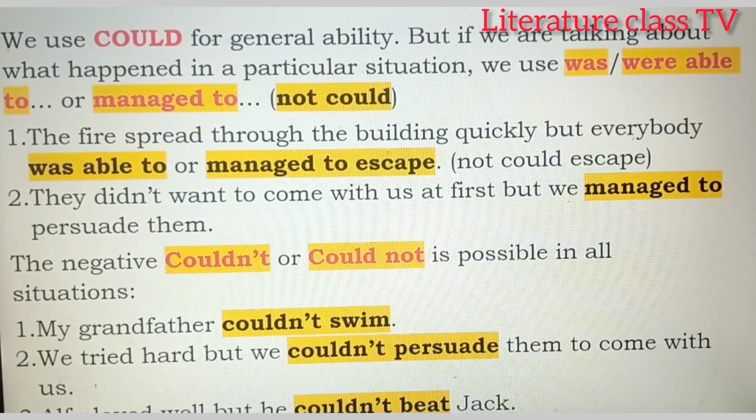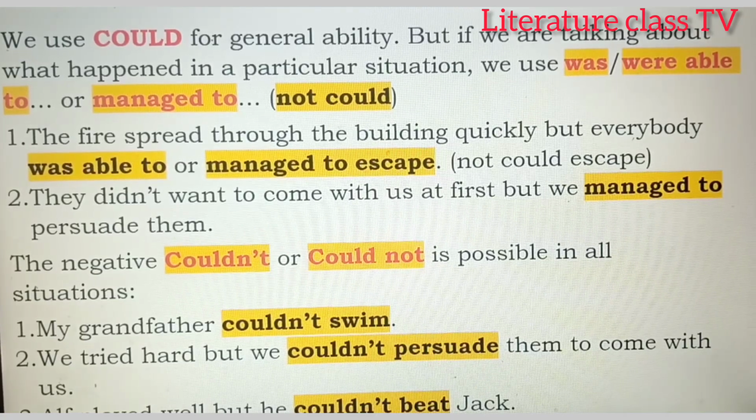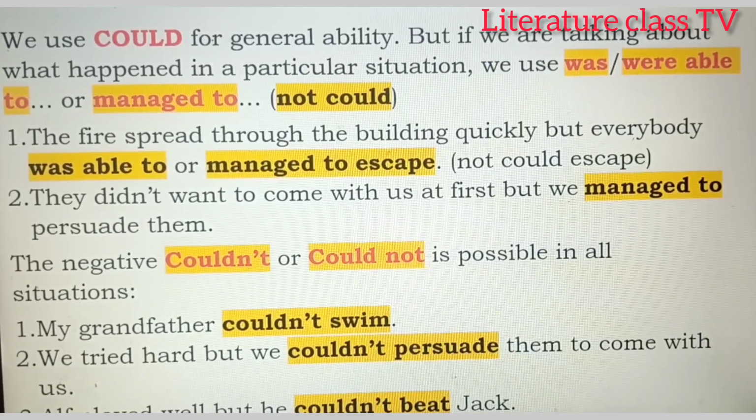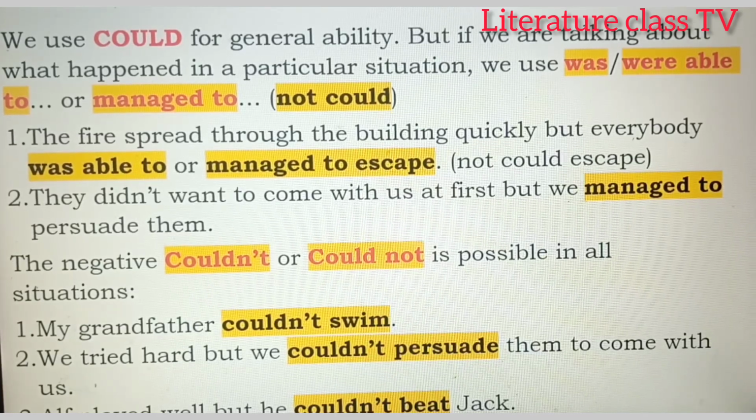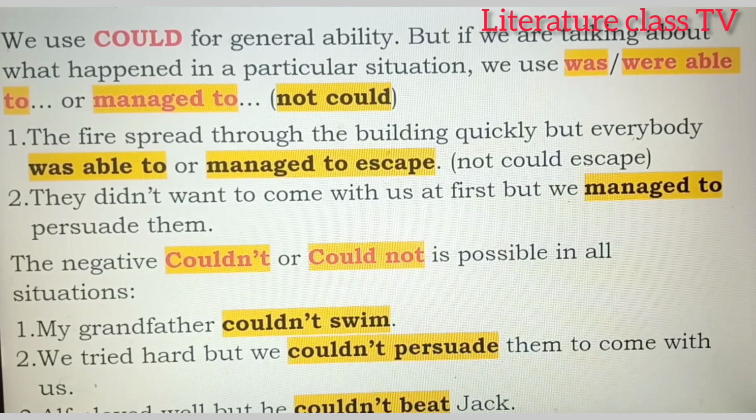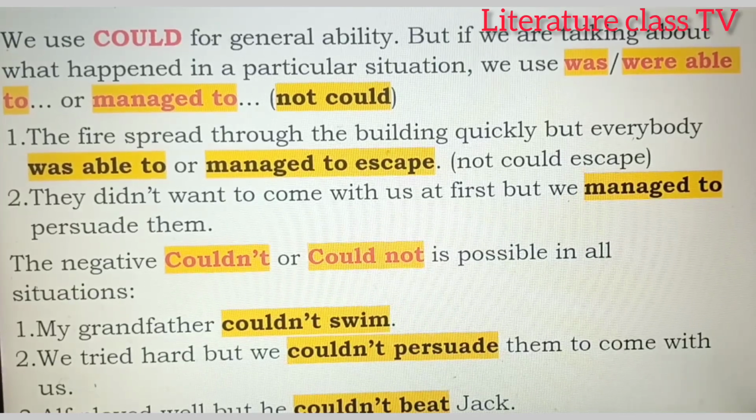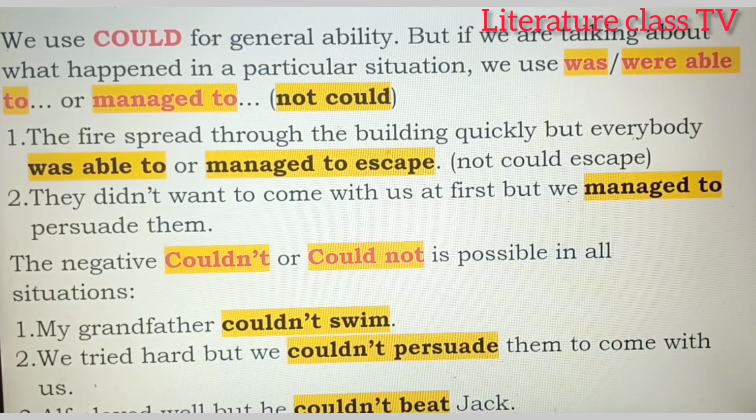Example 2. We tried hard, but we couldn't persuade them to come with us. We tried our best to make sure that they can come with us, but they couldn't come with us. Alpha played well, but he couldn't beat Jack.